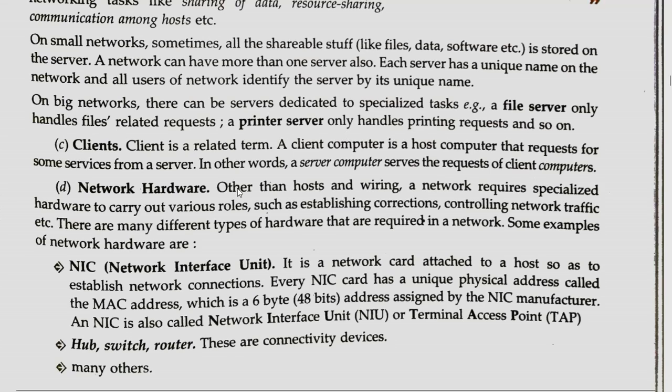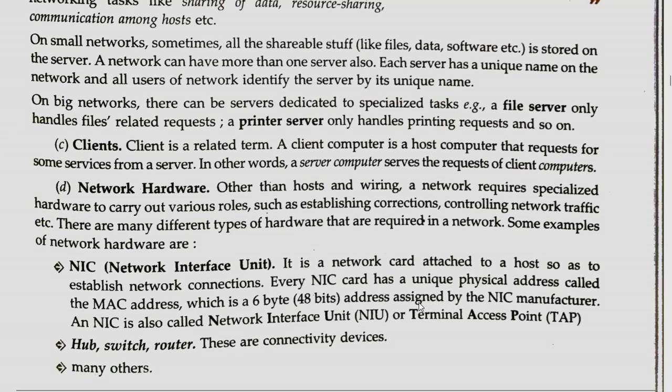Next is the network hardware. In network hardware, we have the NIC, the hub and the switch. So what is network hardware? Other than hosts and wiring, a network requires specialized hardware to carry out various roles such as establishing connections and controlling network traffic. There are many different types of hardware required in a network. Some examples of network hardware are the NIC. You must have heard this name, NIC, the network interface card. It is a network card attached to a host so as to establish network connections.